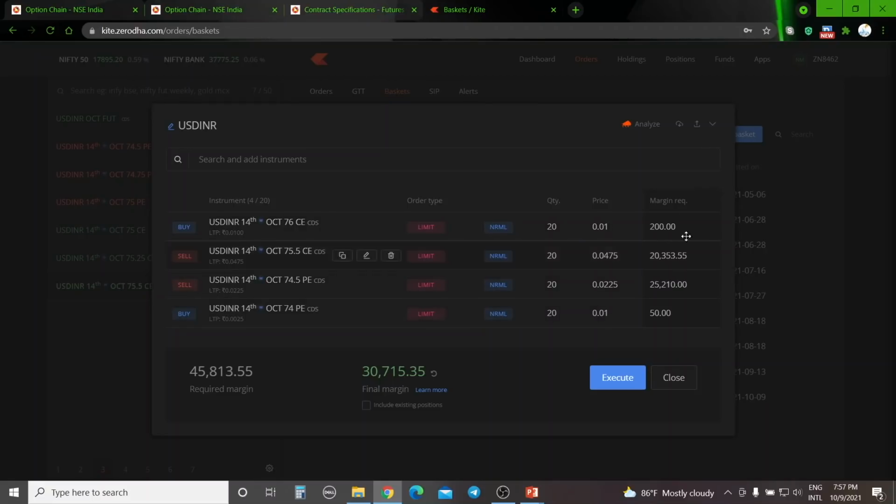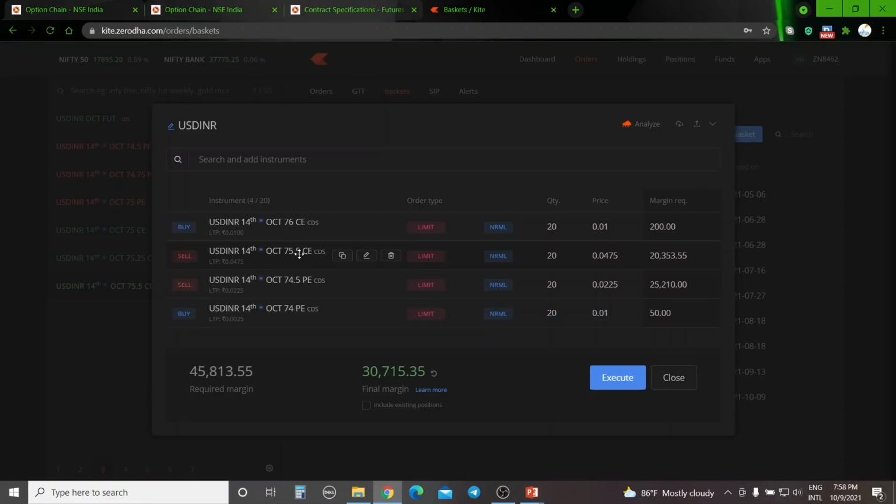So here you will get some cushion, like 75.5 and 74.5. There is a 1 rupee difference. Right now it is right in the middle, 75. The USD INR does not move very much. It does not go to 74.5 or 75.5 on a normal day. On an event day it can move like hell. On a normal day the movement of USD INR is hardly 15 to 20 paisa, not more than that.